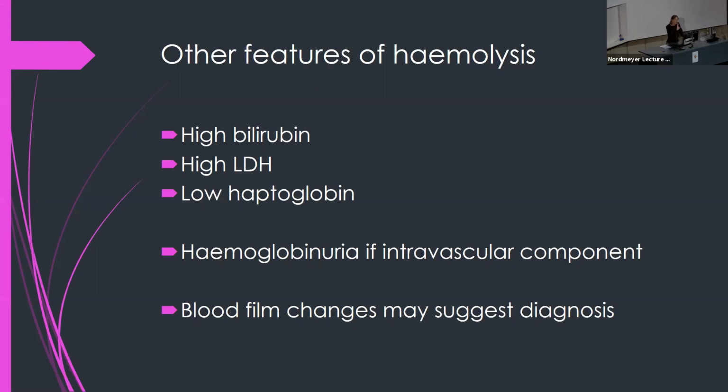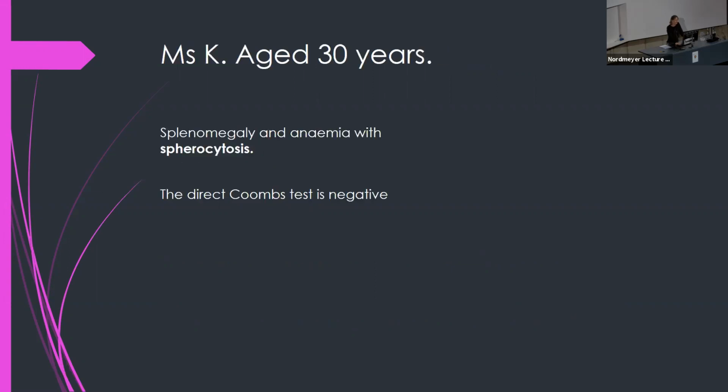So clinically, you've got the clinical features, you've got those general laboratory features, the retic count, the hemolysis screen, makes you think it might be hemolysis, and then what sort of hemolysis is it? And the morphology of the red cells is what tells you what's going on.